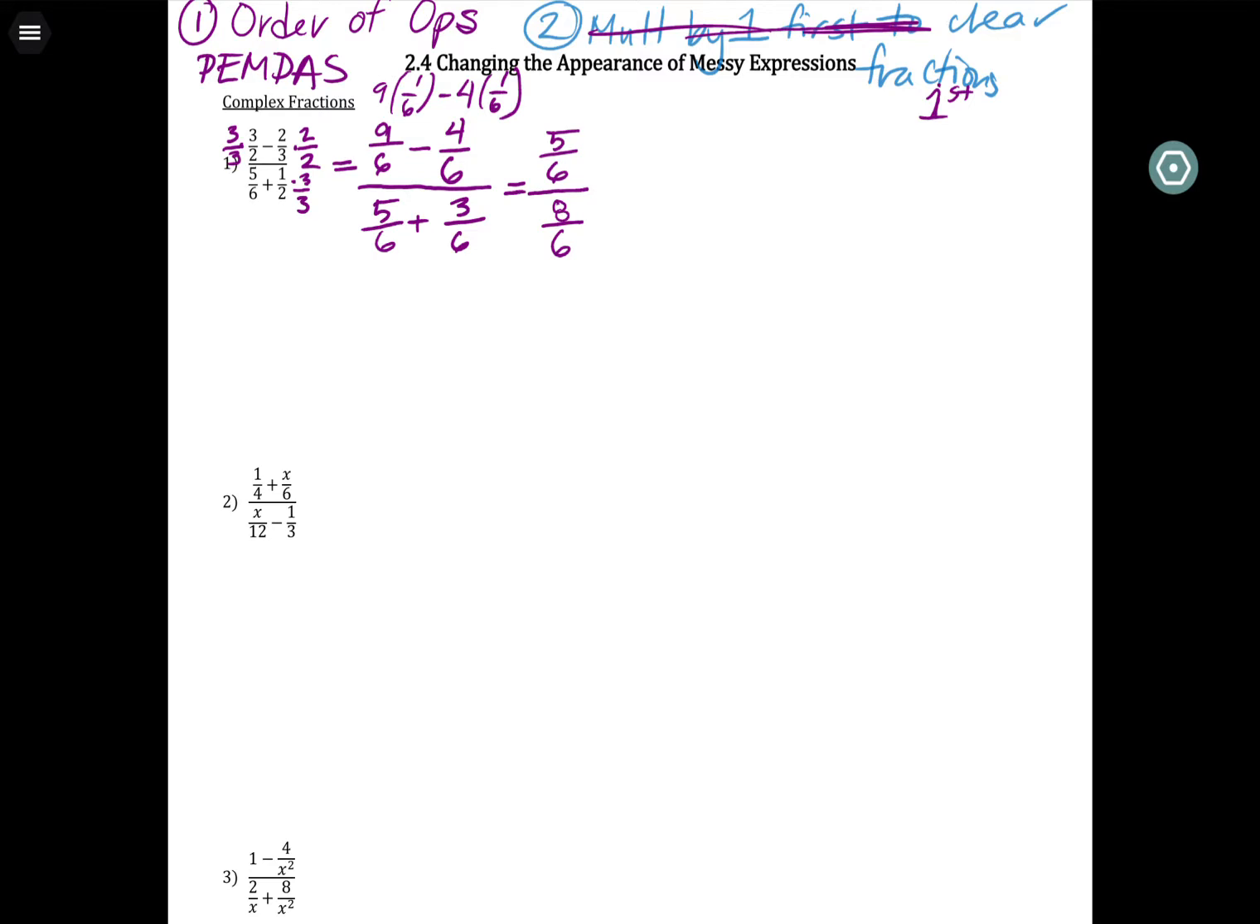5 sixths divided by 8 sixths. So there's no more order of operations question. We can go straight to the division. Remember that dividing is always the same as multiplying by the reciprocal. So this will be 5 sixths times 6 eighths, which is 5 eighths. And that's my final answer.